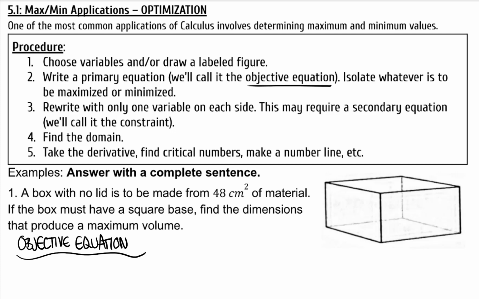Now, the volume of a rectangular prism is length times width times height, but it just so happens that they wanted a square base. So if this side is S and this side is S, and this is our height, then our volume is S squared times H. What kind of information did they give us? They also gave us the surface area of the box. We will call this equation our constraint because it will help us to solve for one of our variables.